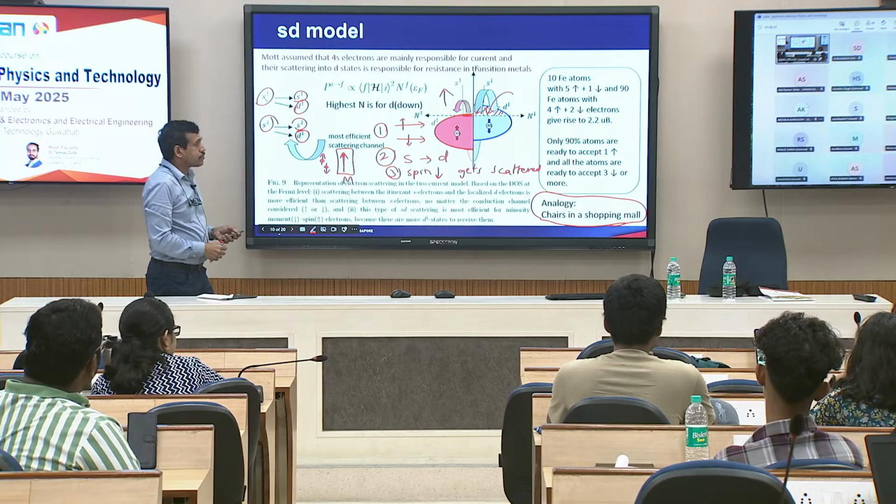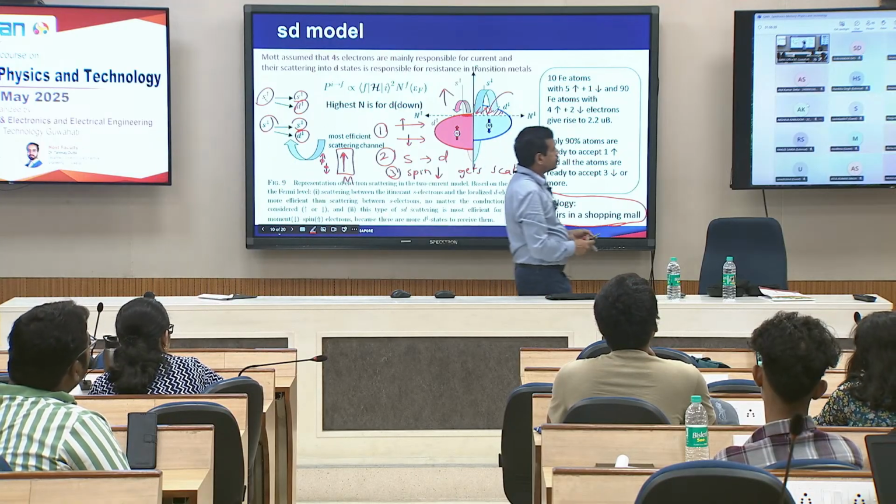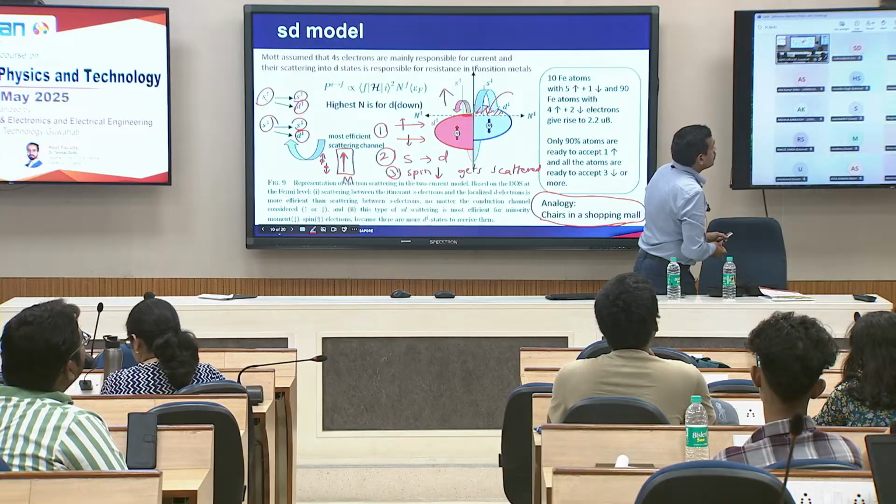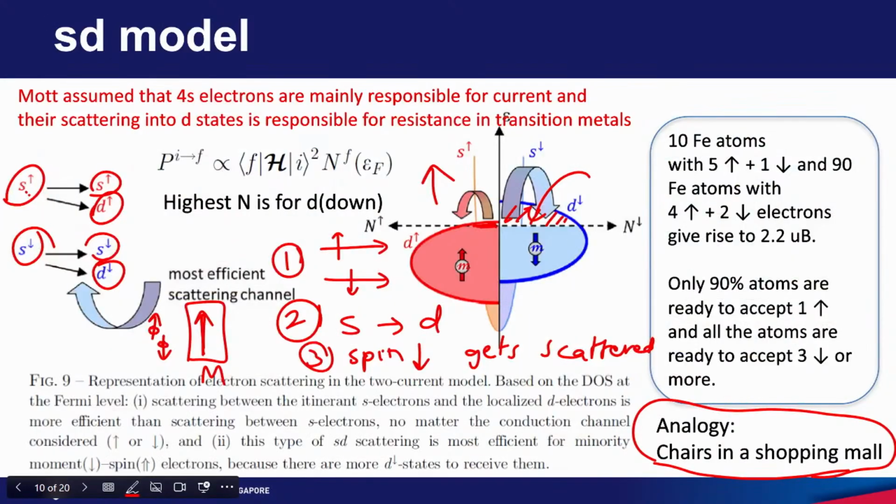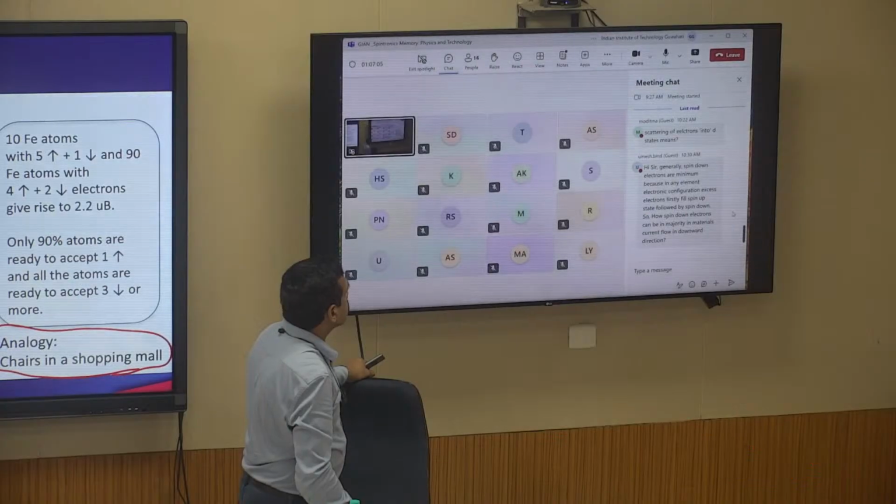We have a few online questions. Scattering of s electrons into d states. That is what I mean. So, s electrons, instead of flowing through the conductor, get scattered into the d states. D states are localized, which means they get stuck to the atoms, we can say. Spin down electrons are minimum because in any electronic configuration, excess electrons first go spin up.